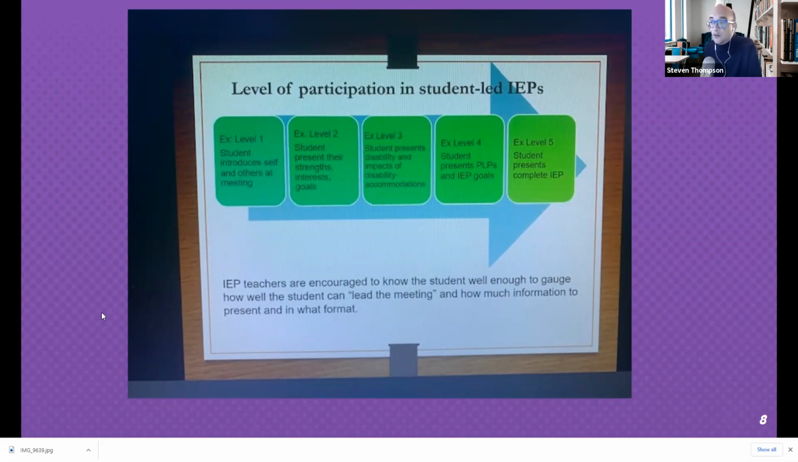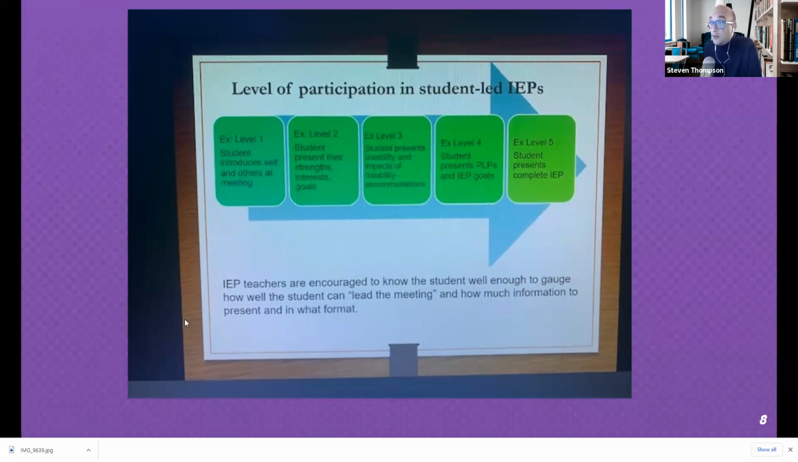Now we're going to have students who can simply just do level 1. Hi, my name is Bob Smith. This is my mom, Margaret. This is my teacher, Mrs. Smith. And this is the administrator. And this is the LAUSD rep, and this is my counselor. Okay, that's maybe all we could do.